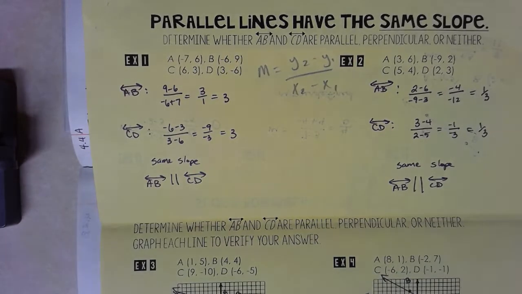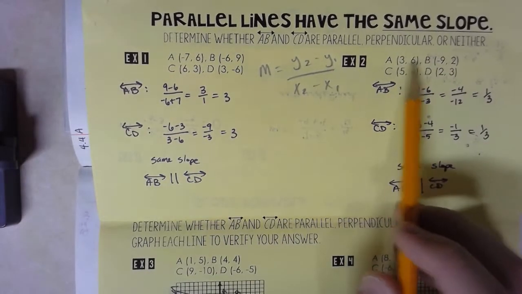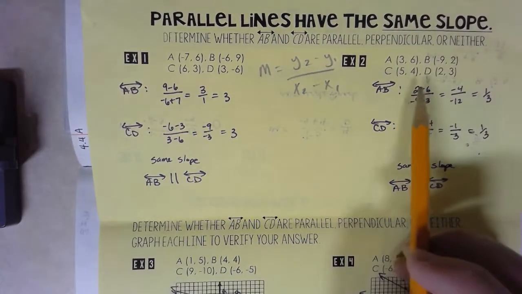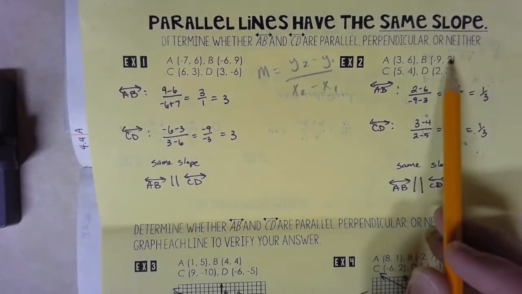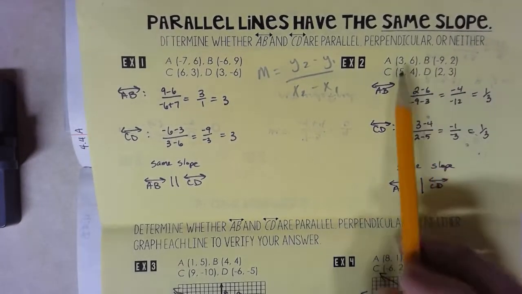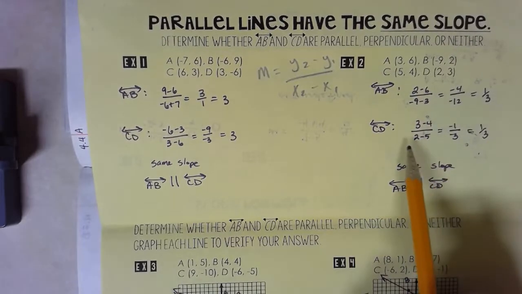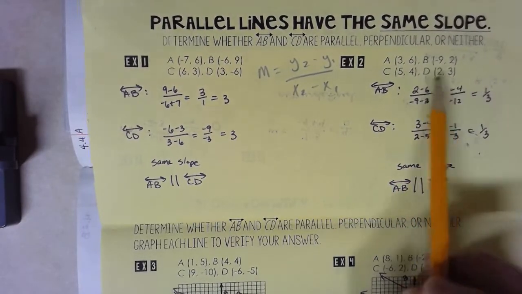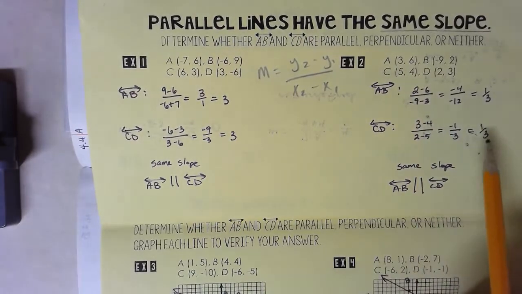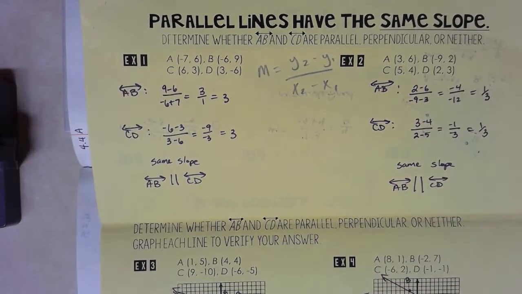Okay, let's look at example 2. So given two new sets of points, again, we're asked to determine if the lines AB and CD are parallel, perpendicular, or neither. So we set up AB. We have 2 minus 6 over negative 9 minus 3. We wind up with 1/3. CD, we have 3 minus 4 over 2 minus 5. We again wind up with 1/3. So again, because we have the same slope for both lines, that means that these are going to be parallel.